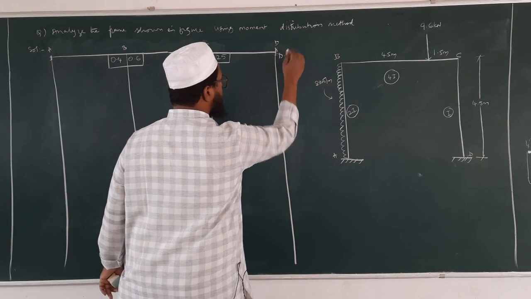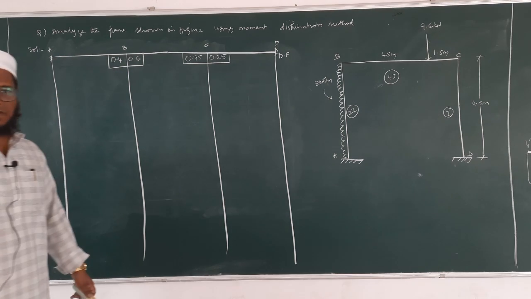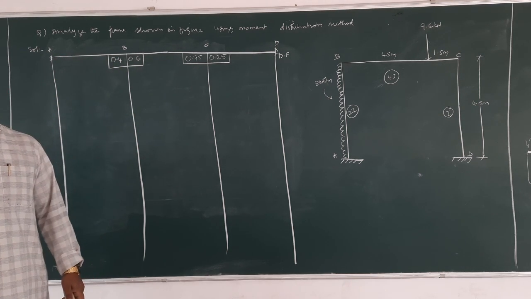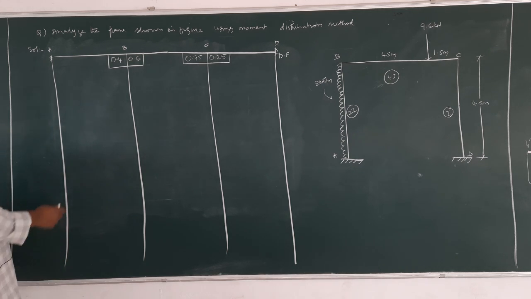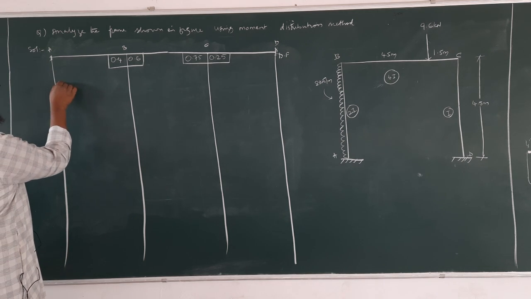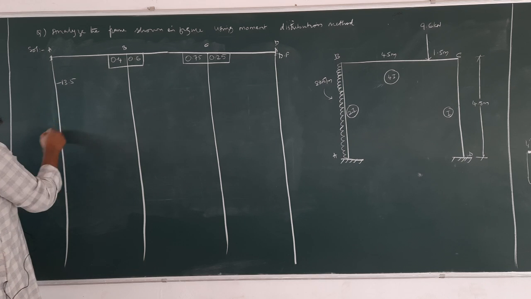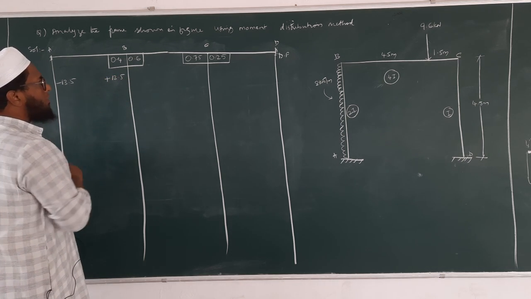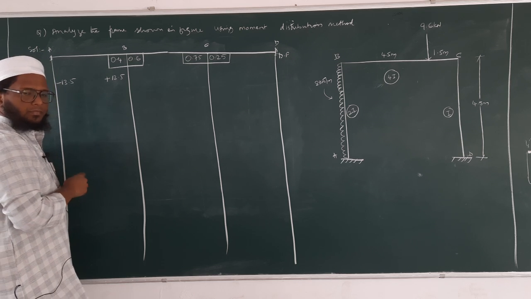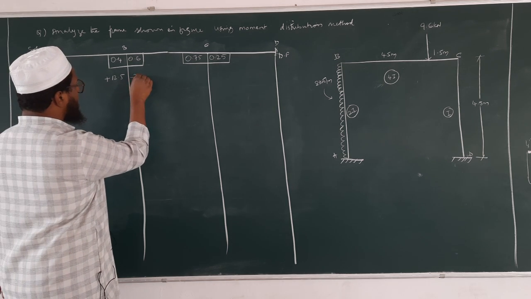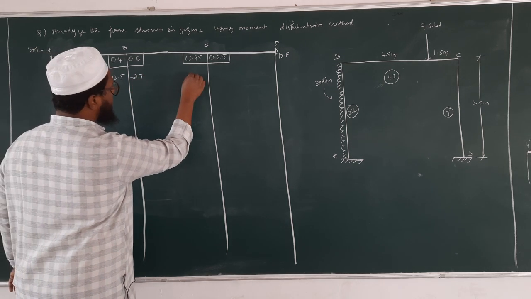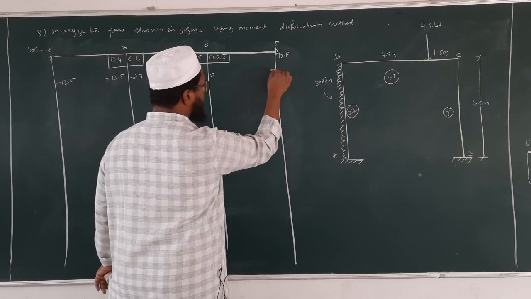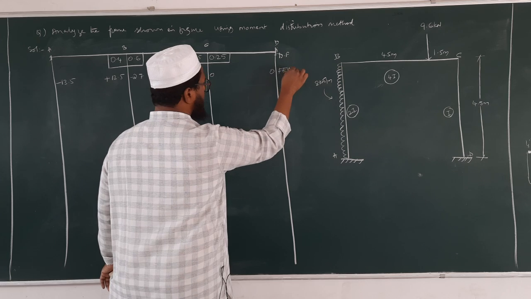This is the distribution factor. After writing the distribution factor, we write our fixed end moments. What are the fixed end moments we have for MFAB? Minus 13.5 and this is plus 13.5. What about BC? Minus 2.7 and this one is plus 8.1. This is 0 and this is also 0. These are our fixed end moments.